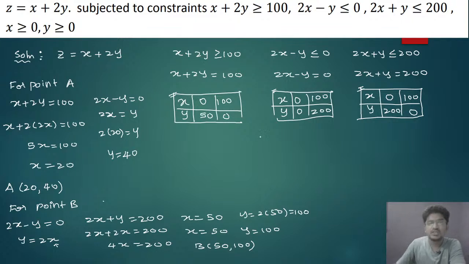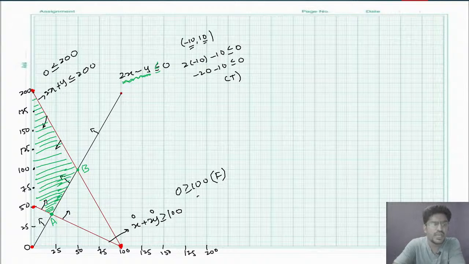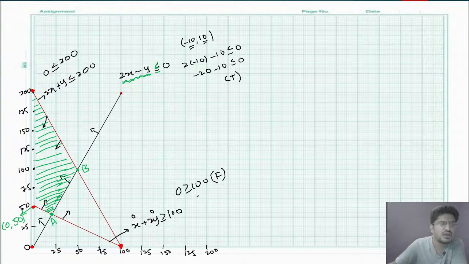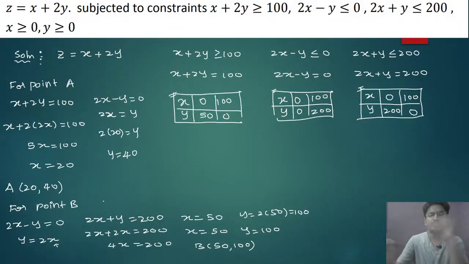Okay, so now coming to the graph, see your point C. What is your point C? You can take point C as this particular term. So point C is 0 comma 50, and point D is 0 comma 200. Okay, so now you can find minimum and maximum.